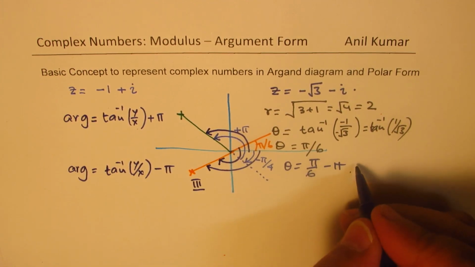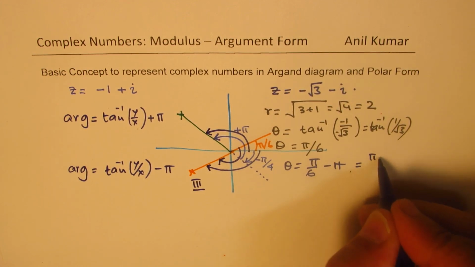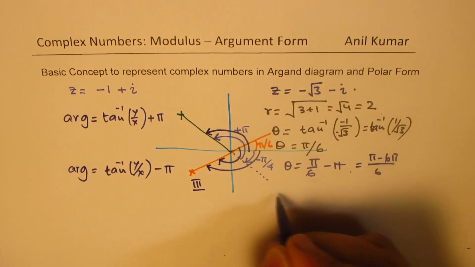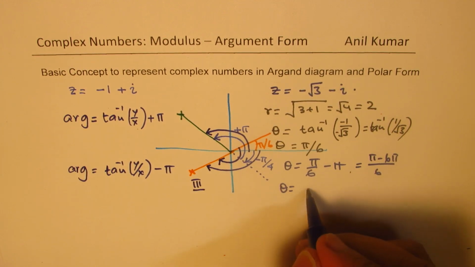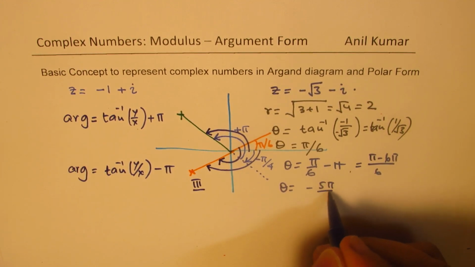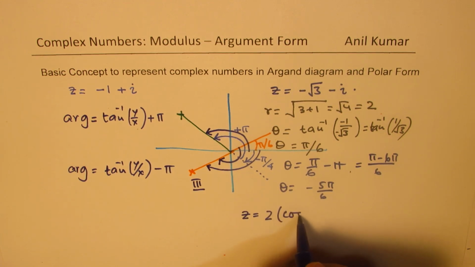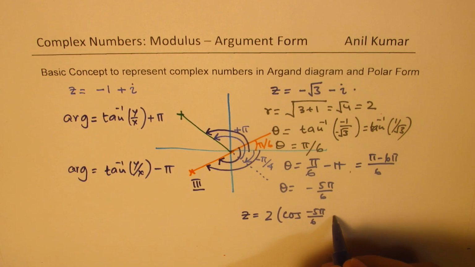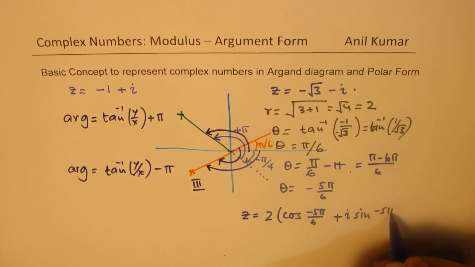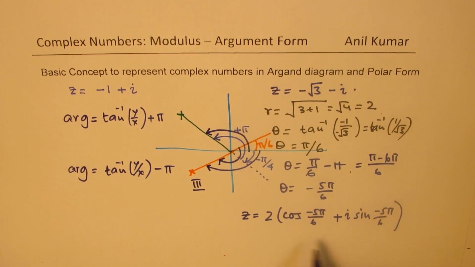So when you do that correction, then you get pi minus 6 pi by 6. So you get theta equals minus 5 pi by 6. And therefore, this complex number could be written as r being 2 for us, cos of minus 5 pi by 6 plus i sine of minus 5 pi by 6. Is that clear to you? So that becomes the right answer, right?